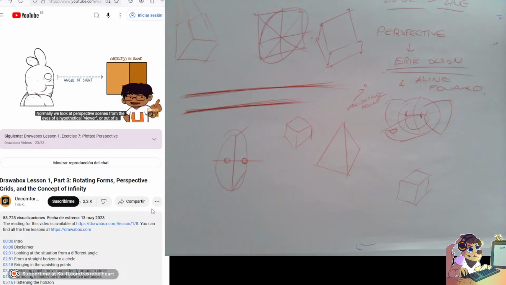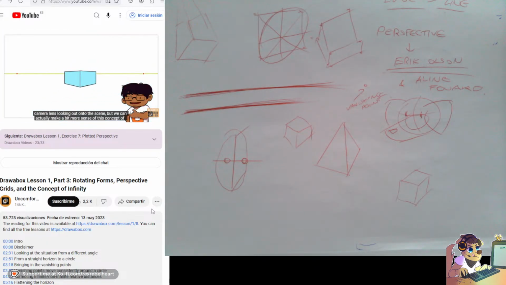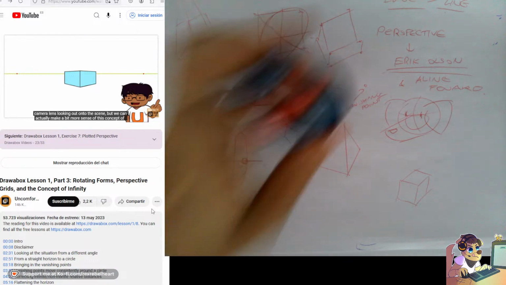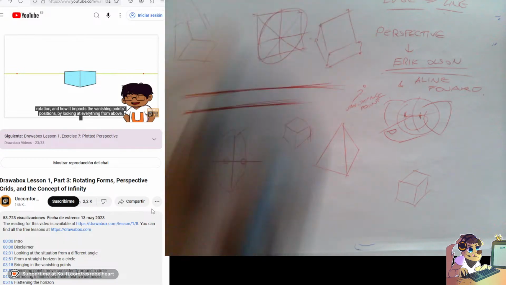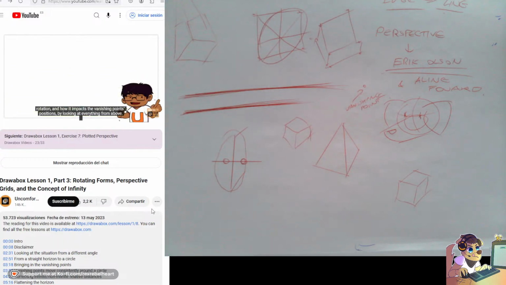Normally, we look at perspective scenes from the eyes of a hypothetical viewer, or out of a camera lens looking out onto the scene. But we can actually make a bit more sense of this concept of rotation and how it impacts the vanishing point's positions by looking at everything from above. So here we can see the viewer and the box they're looking out at.